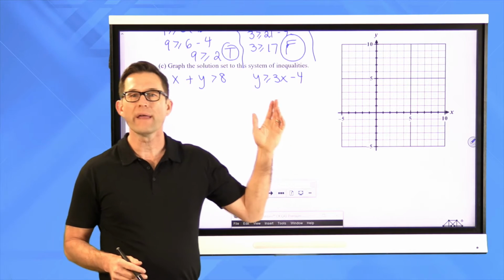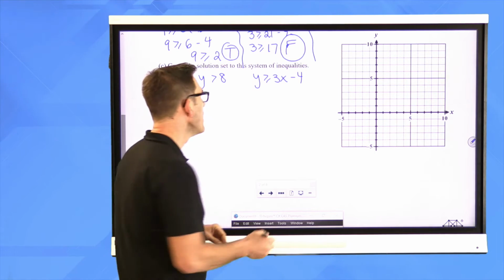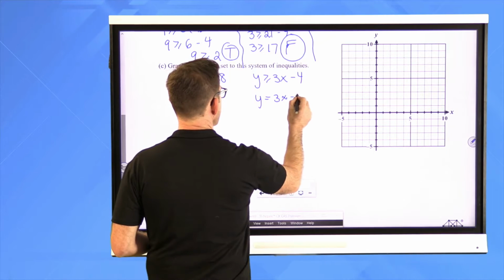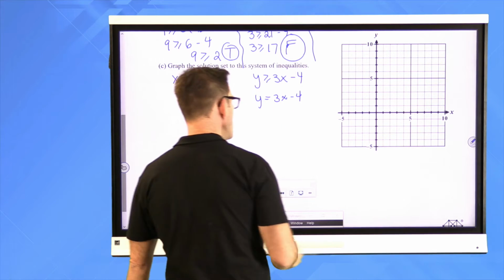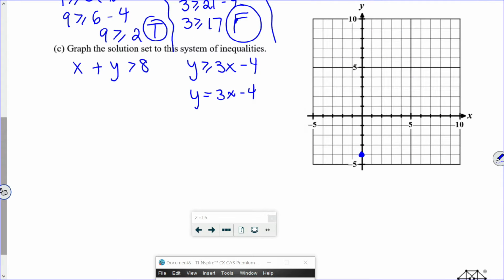So y is greater than or equal to 3x minus 4. First step is I'm going to graph the line that the inequality is based on, 3x minus 4. So what do I do? I come over to a y-intercept of -4, and I use that slope of 3 to graph the line.